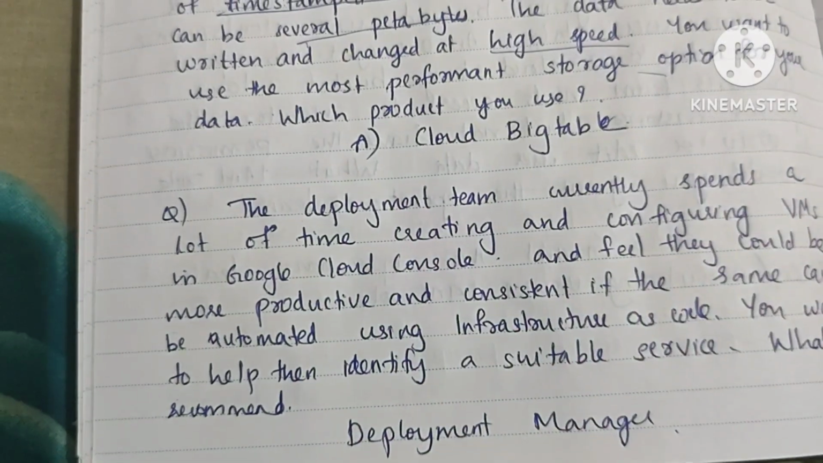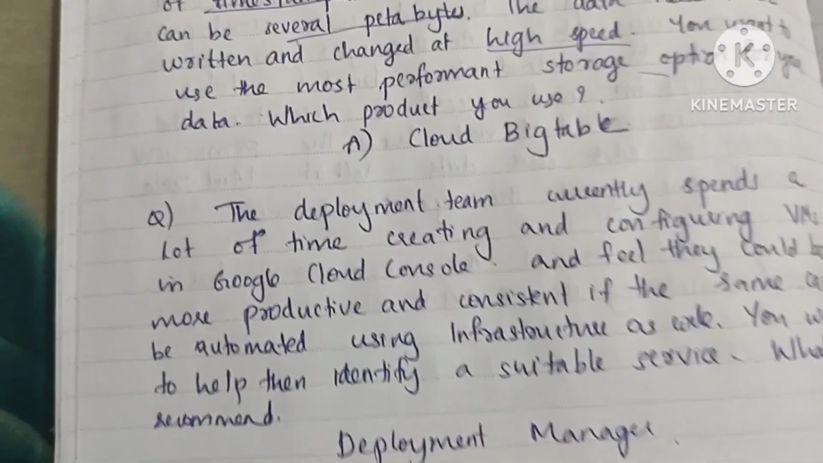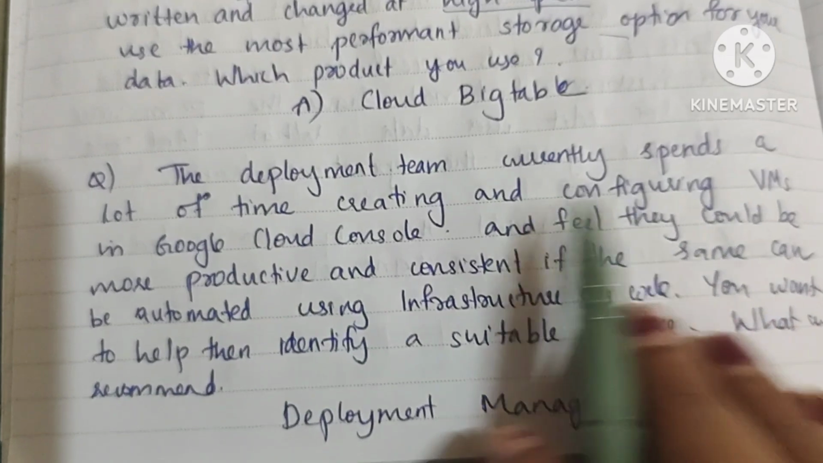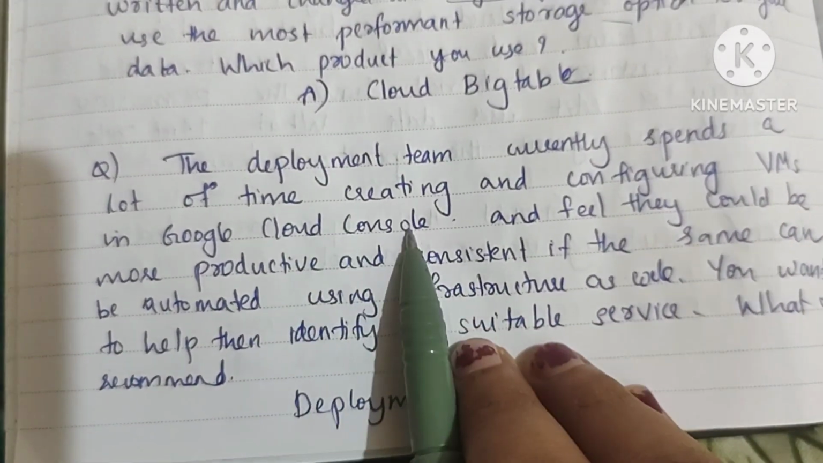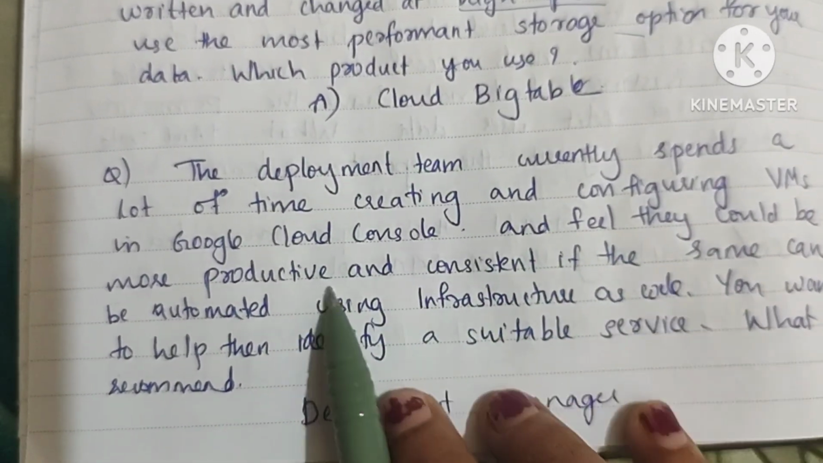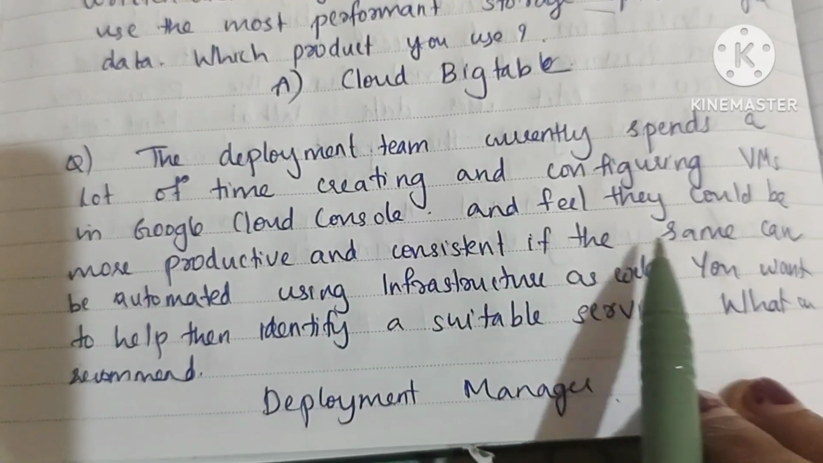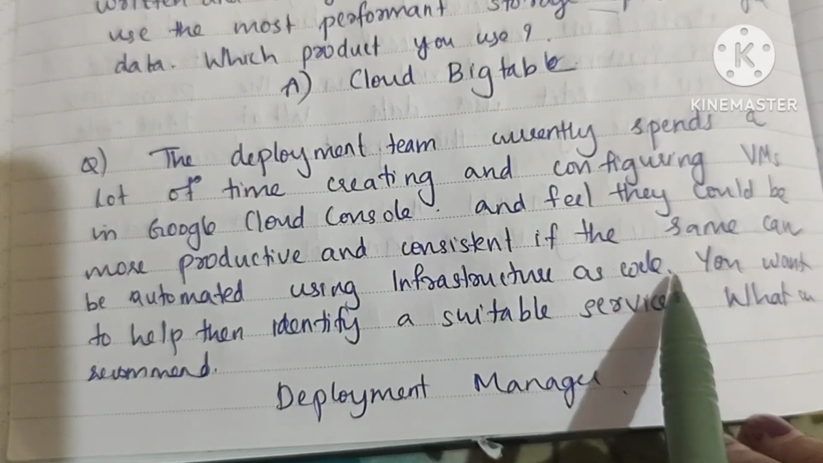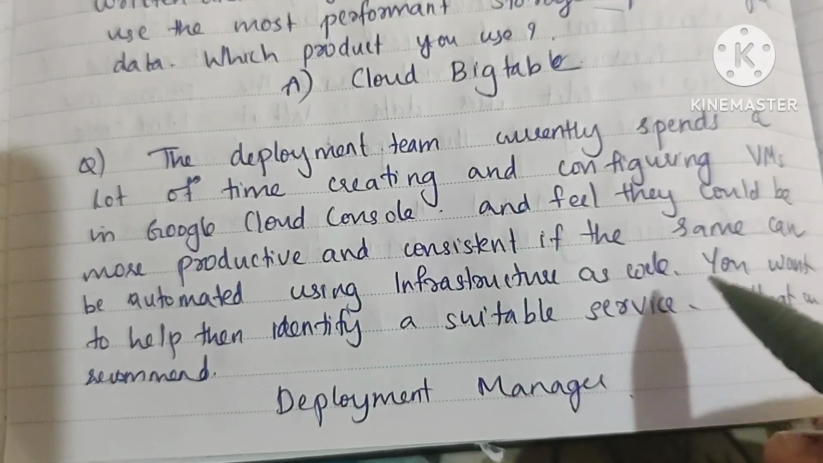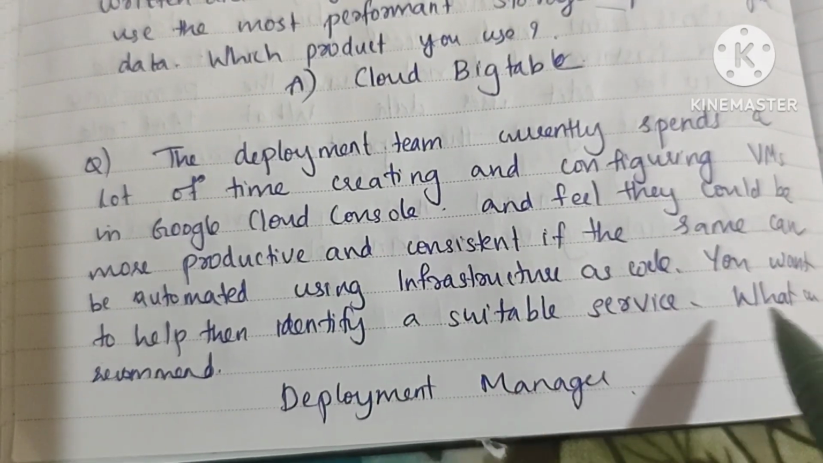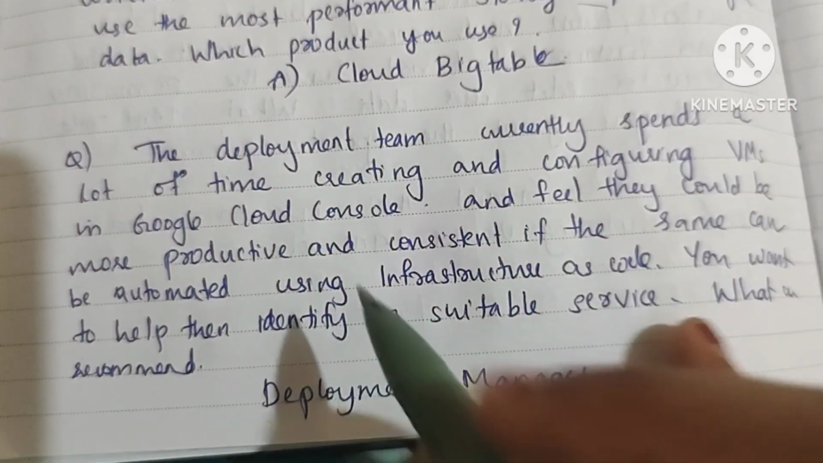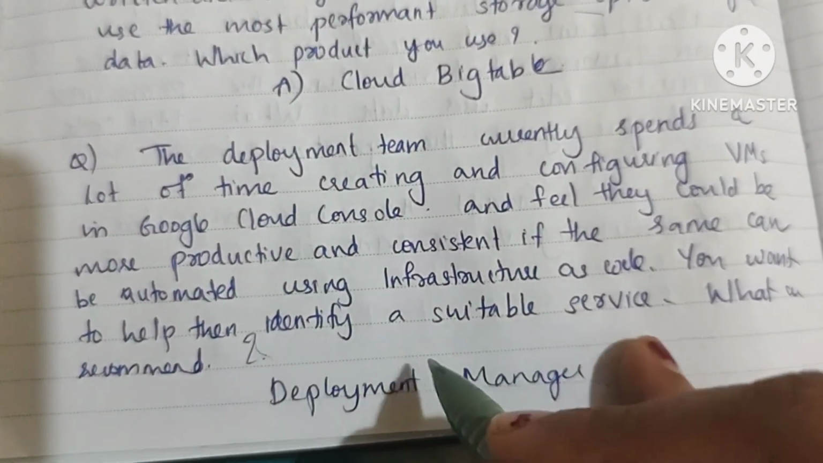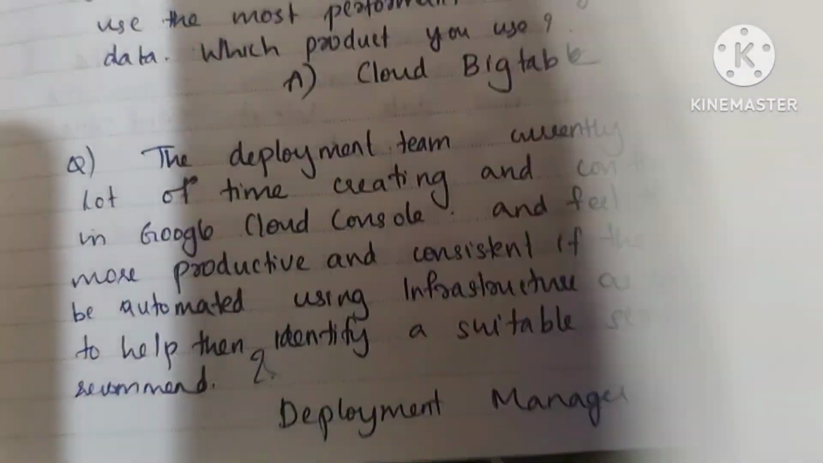The deployment team currently spends a lot of time creating and configuring VMs in Google Cloud Console and feels they could be more productive and consistent if the same can be automated using infrastructure as code. You want to help them identify a suitable service. What will you recommend? Answer is Deployment Manager.